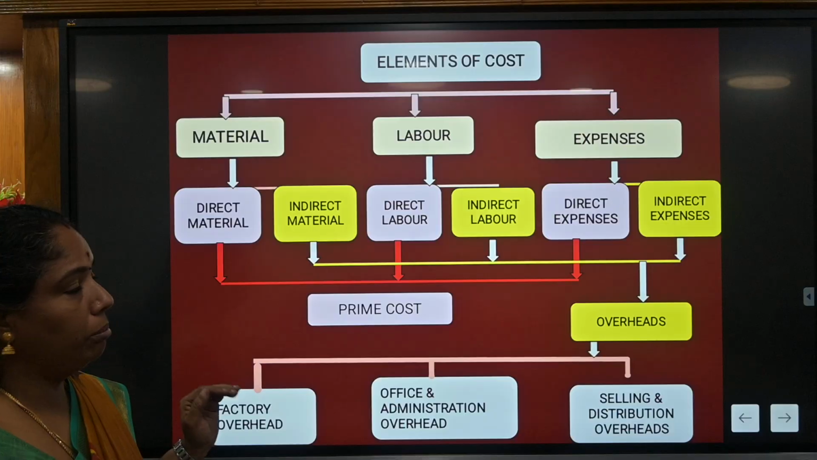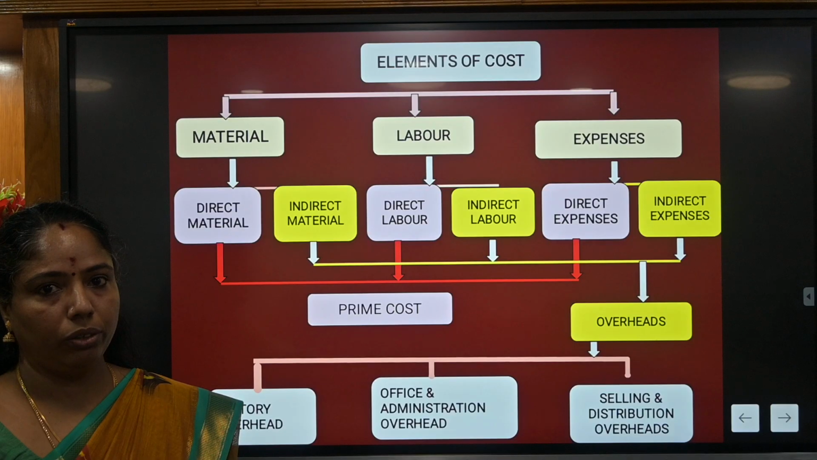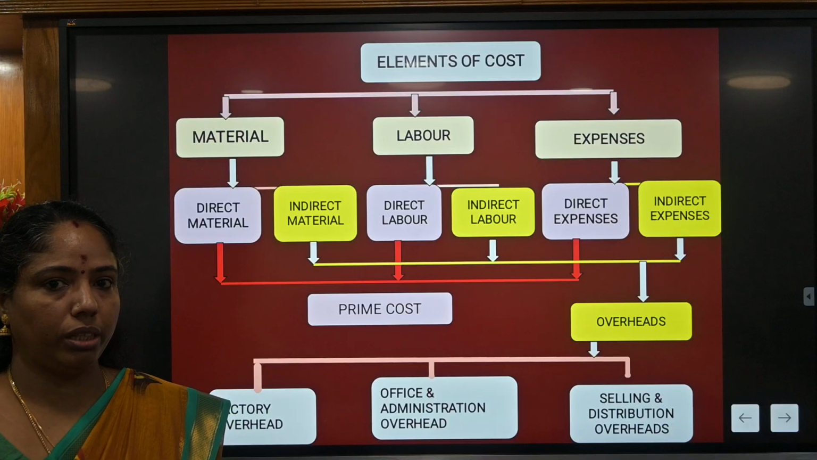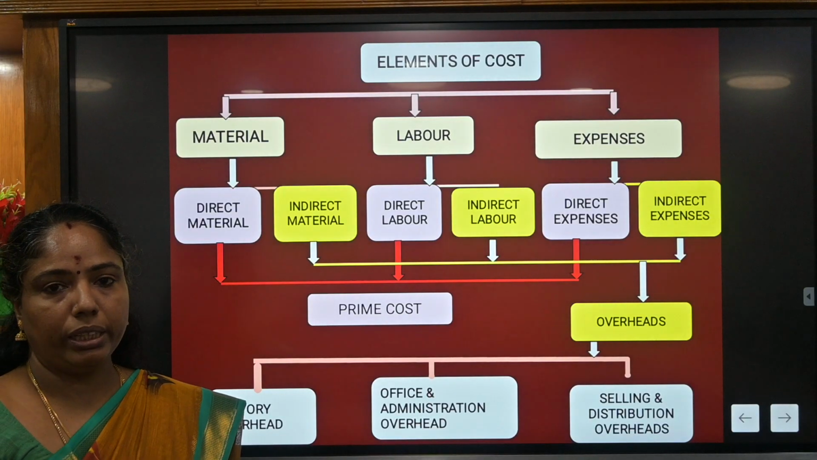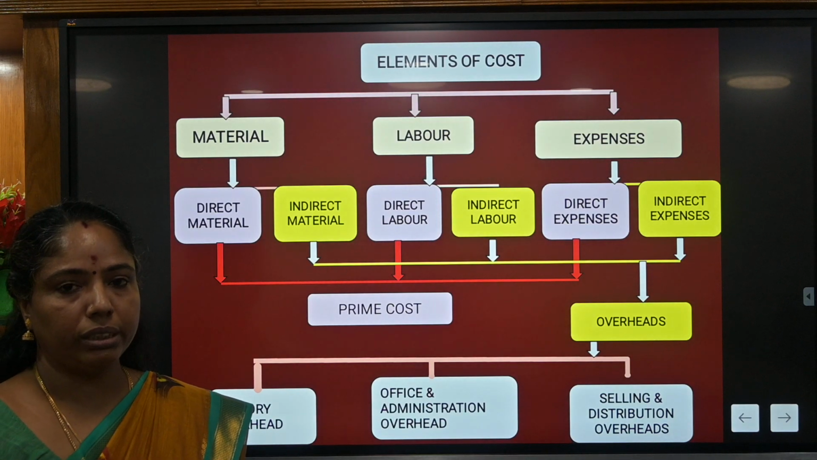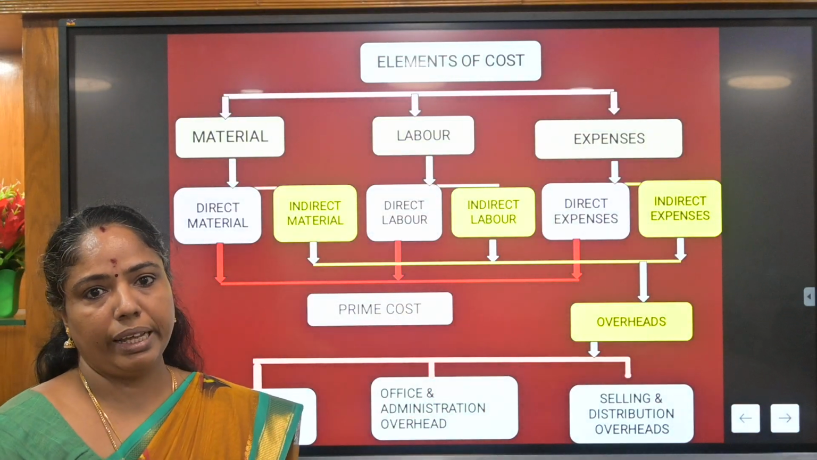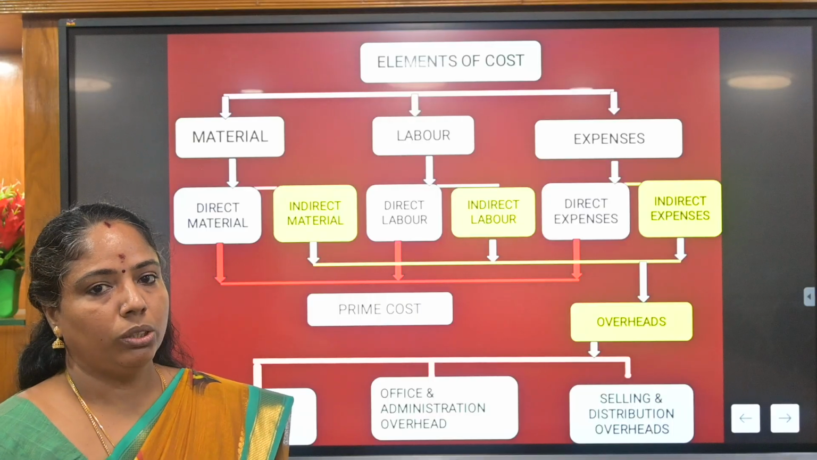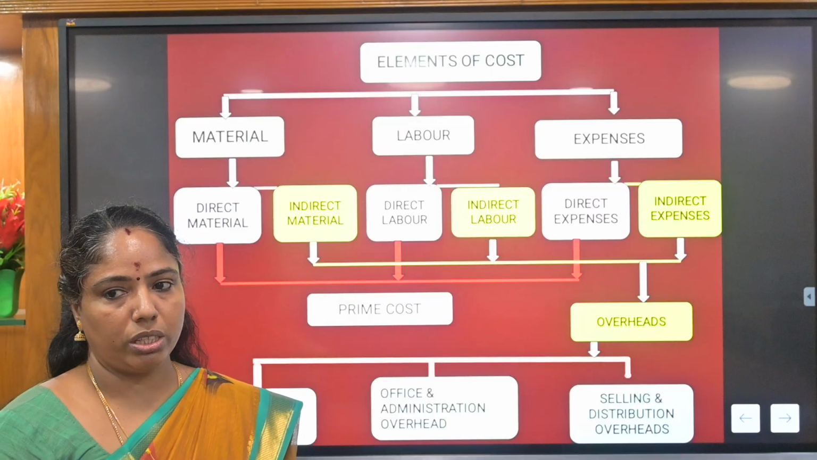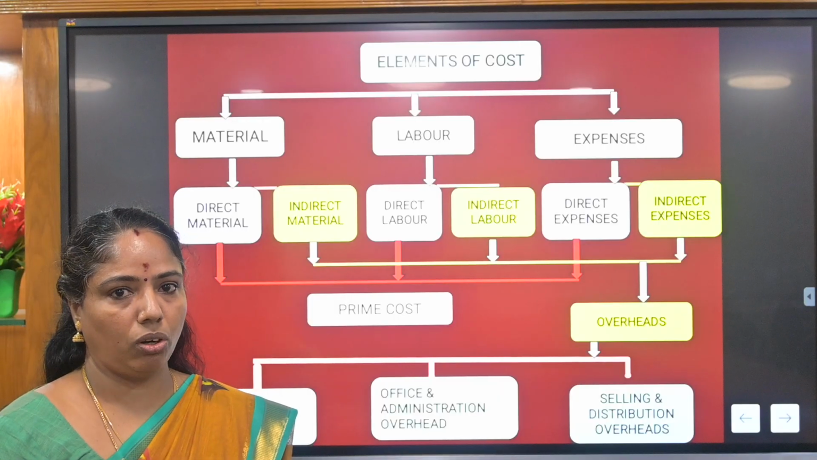The first one is material. For producing a particular product, material plays an important role, and more than 60% of the cost we incur is in material, whether it is direct material or indirect material. Then comes labor. For converting the raw material into a product, labor is required. So the next major role is played by labor. Labor may be direct labor or indirect labor. The labor directly involved in converting the raw material into finished goods is called direct labor.